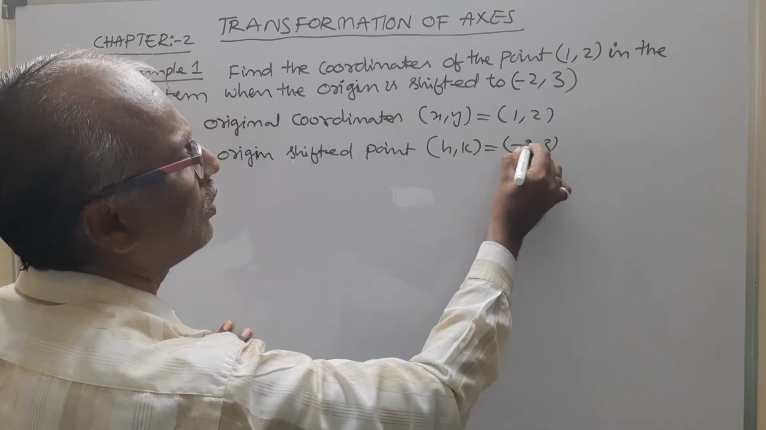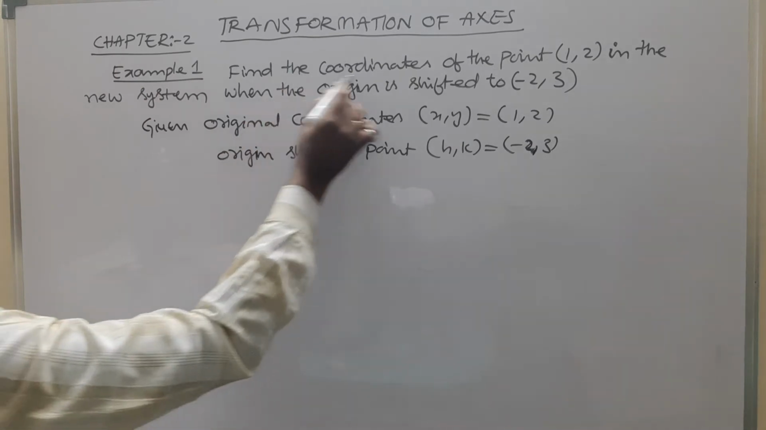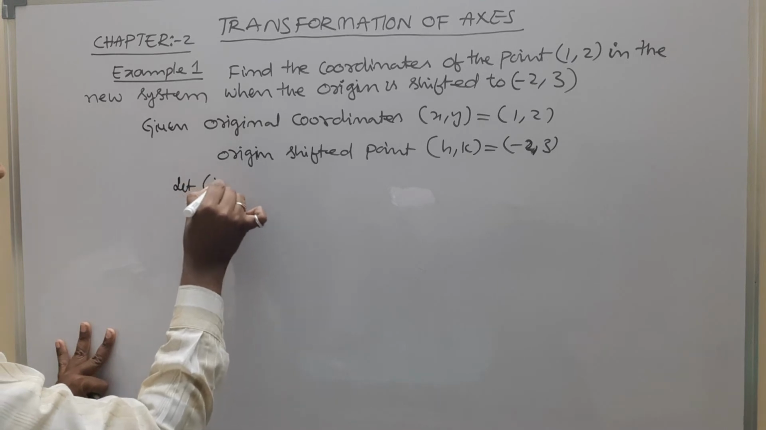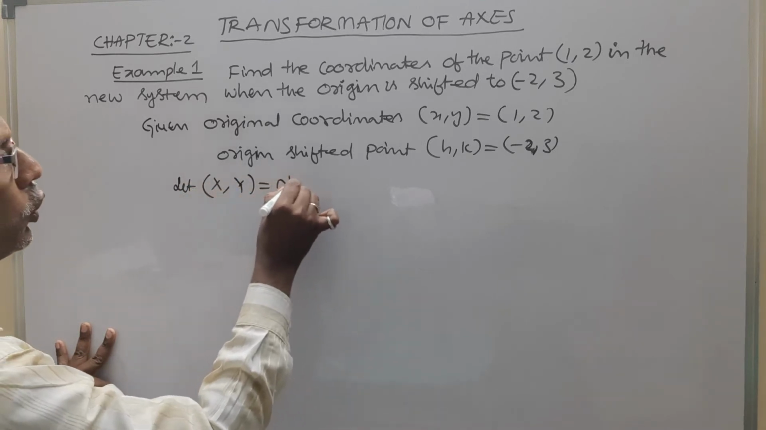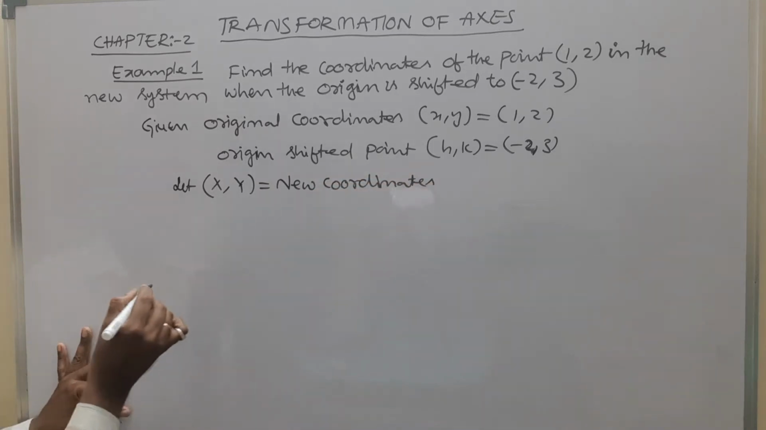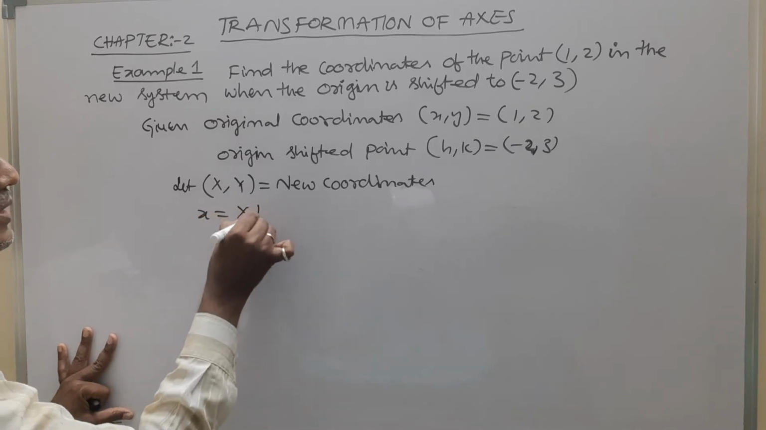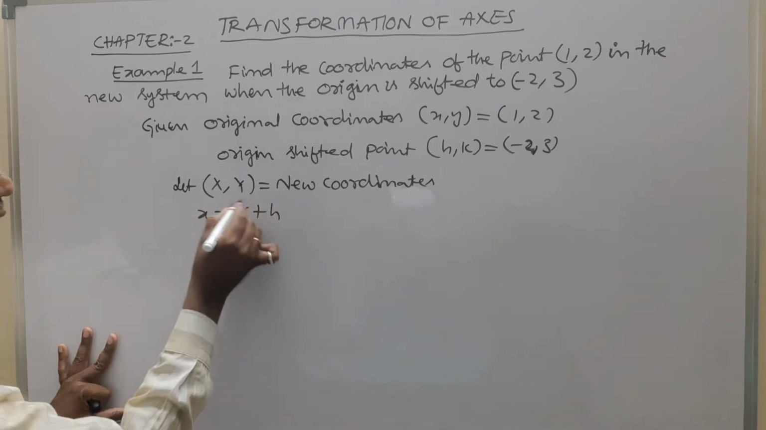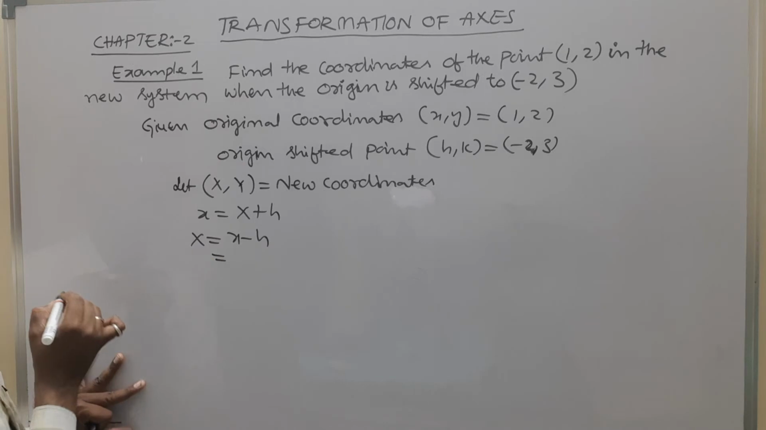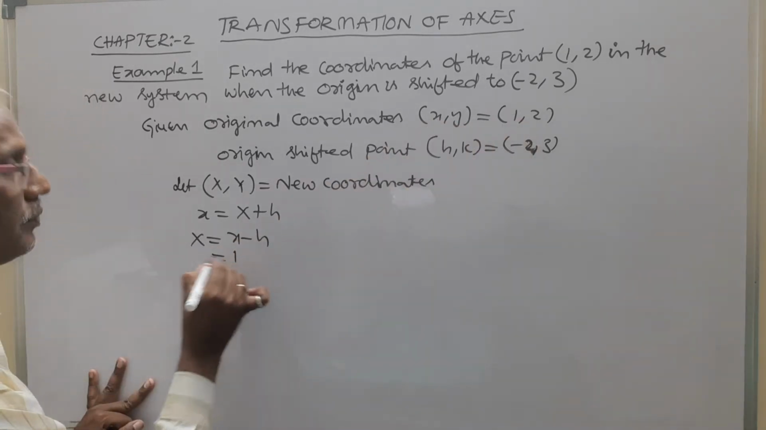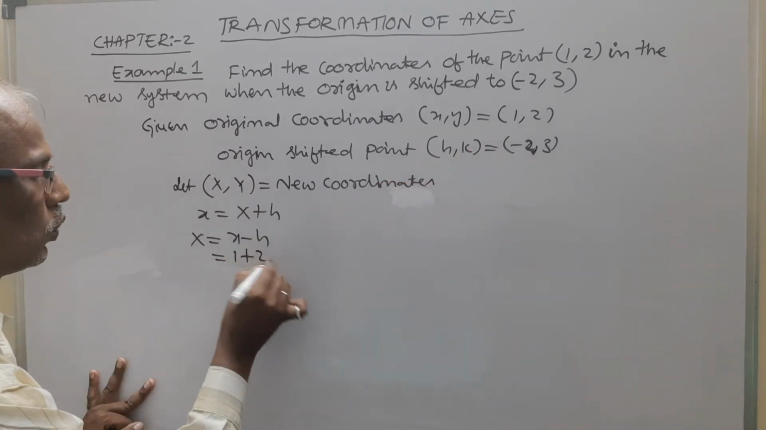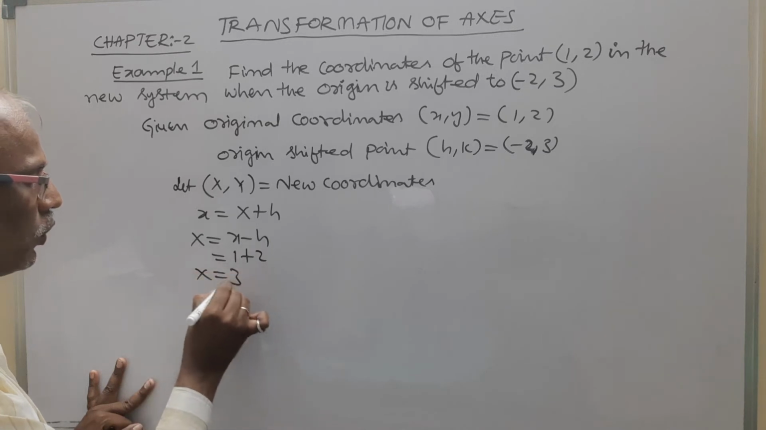In this question, to find the coordinates of the point in the new system, let (X, Y) be the new coordinates. One relation: x = X + h. This is the relation. X = x - h. Here x = 1, h = -2. So minus minus 2 is plus 2: 1 + 2 = 3. X = 3.